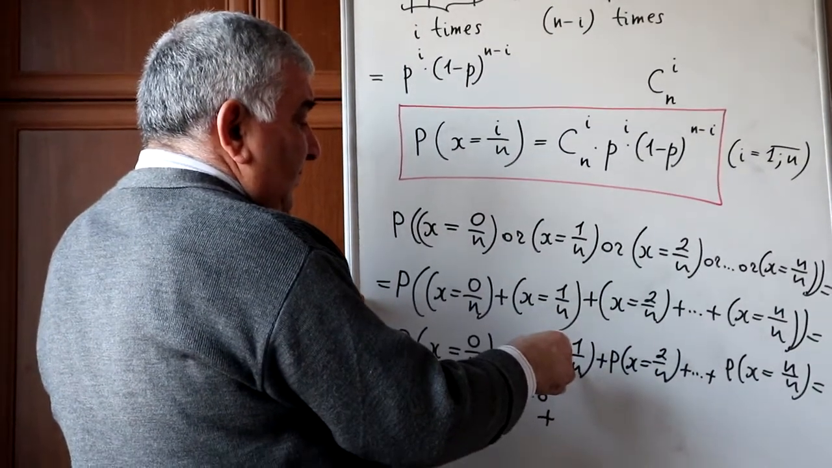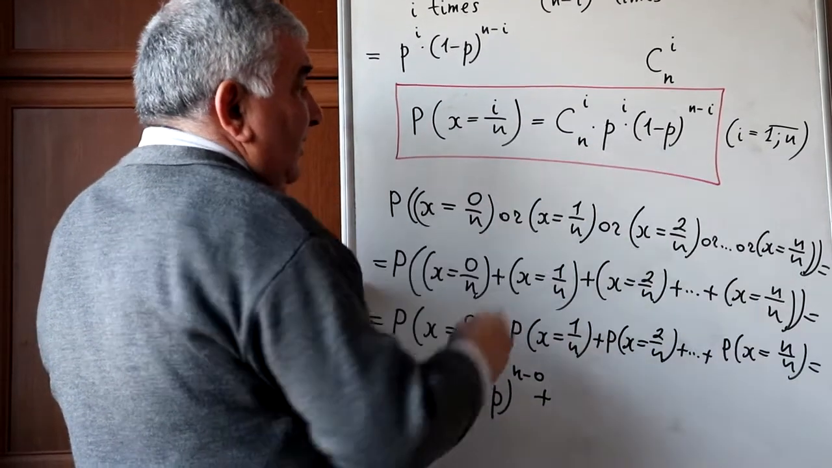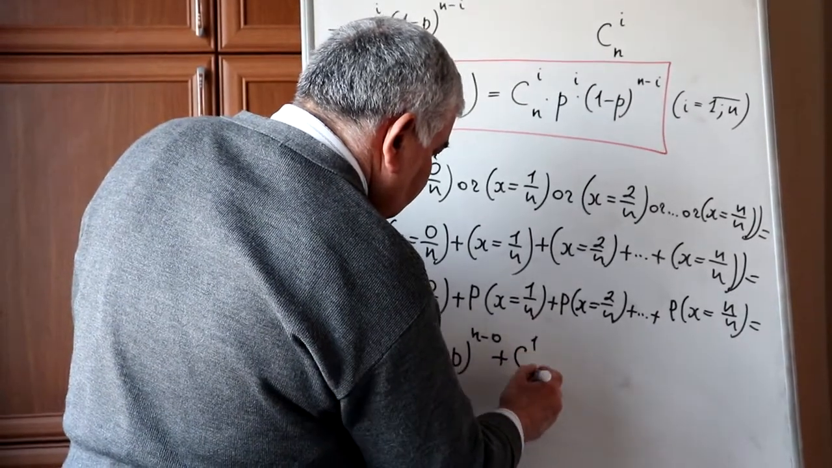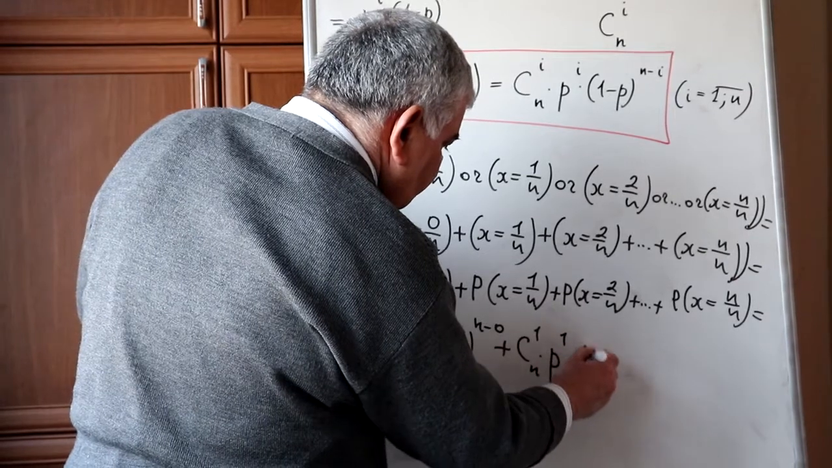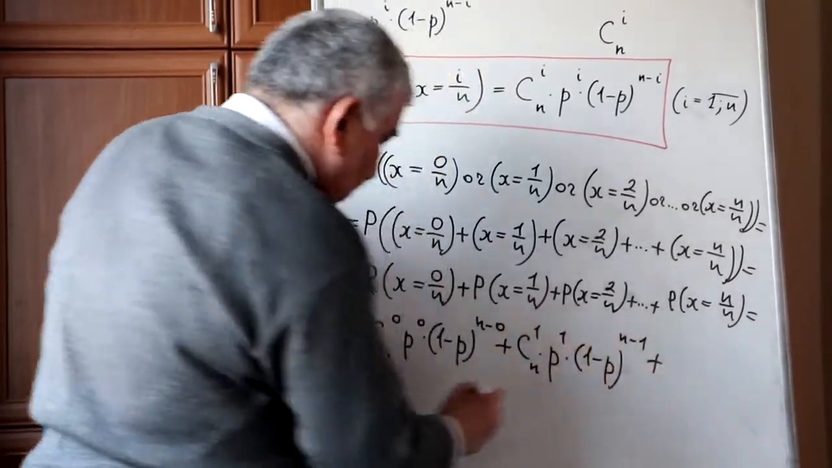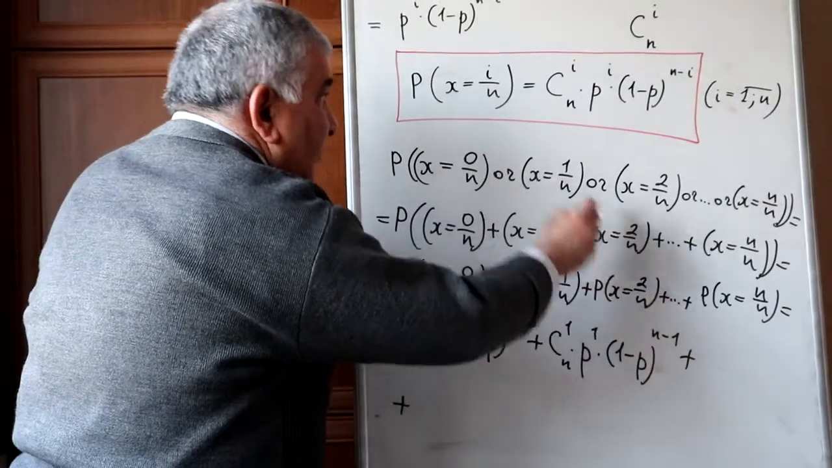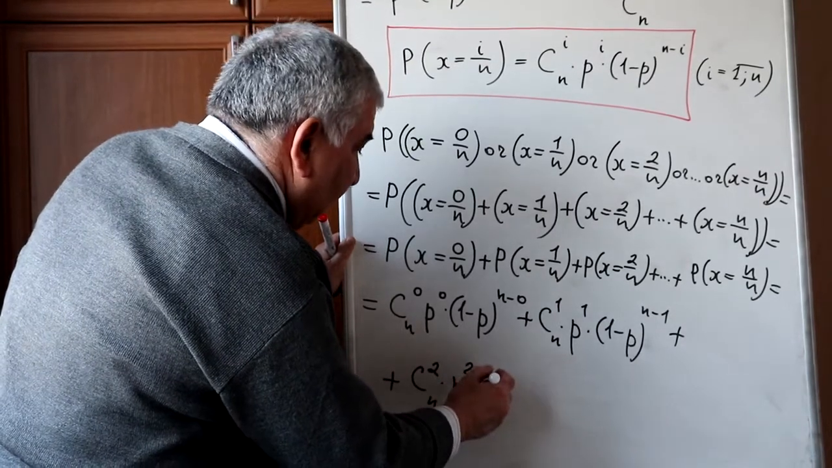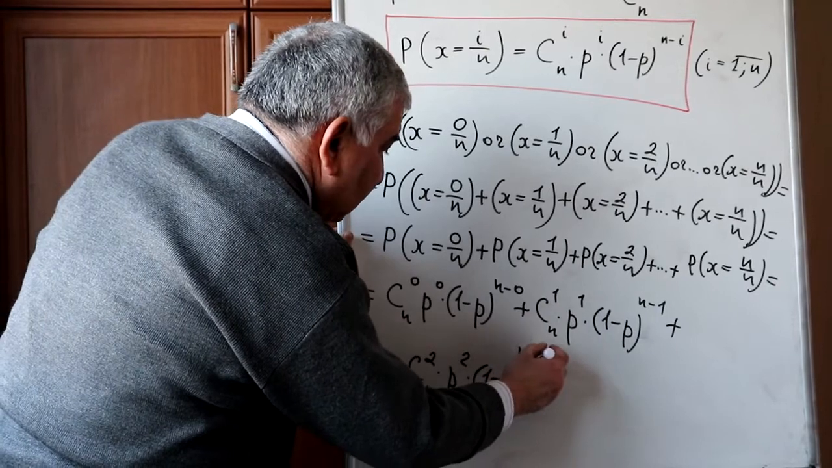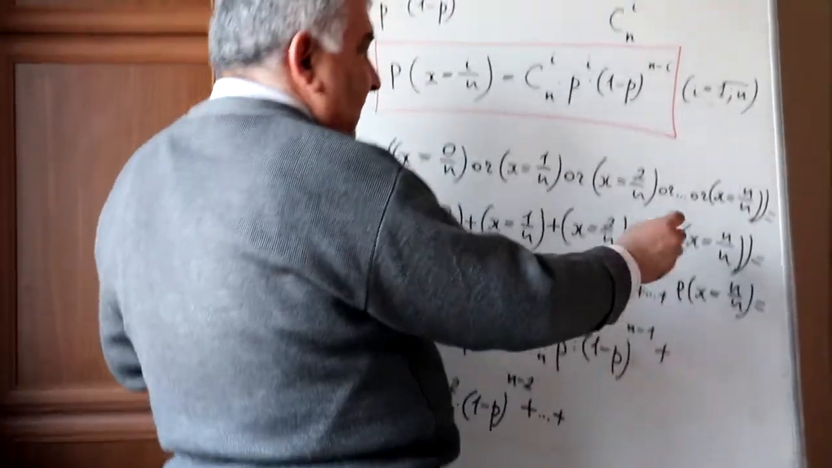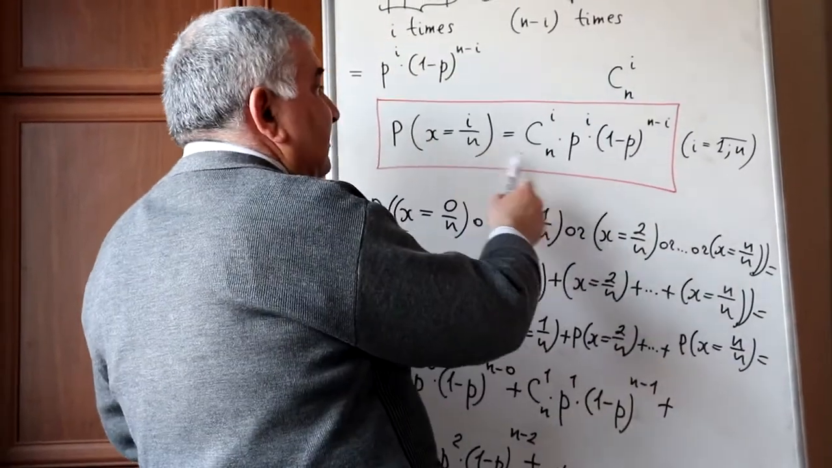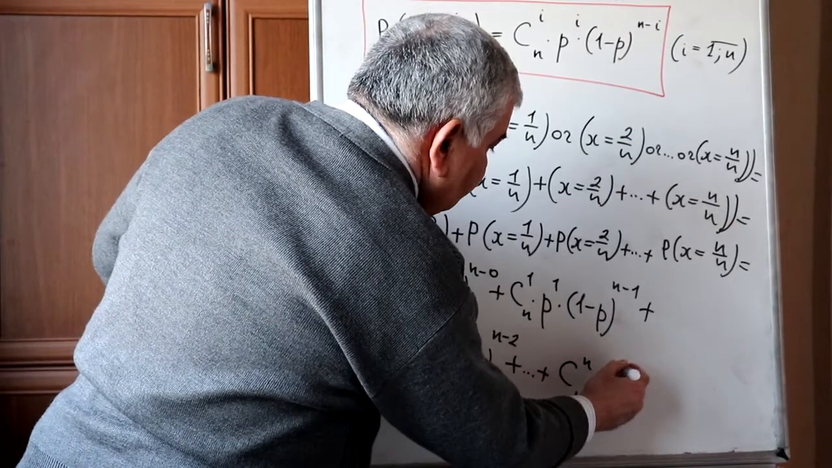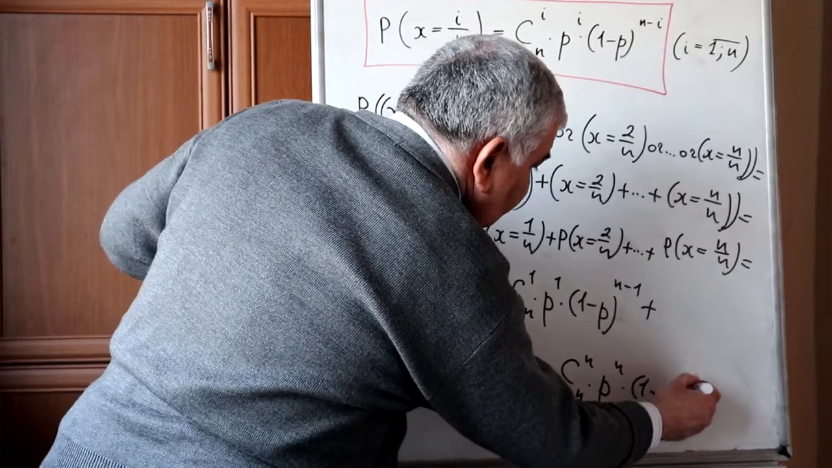then use this for x equals 1 over n. If we substitute 1 instead of i in this formula, then we will obtain the next term, C of 1 out of n multiplied by p to 1 multiplied by 1 minus p to n minus 1, plus, then continue. Now substitute 2 instead of i in this formula: C of 2 out of n multiplied by p squared multiplied by 1 minus p to n minus 2, plus etc. plus, and finally substitute n instead of i in this formula, and then we will obtain C of n out of n multiplied by p to n multiplied by 1 minus p to n minus n. Then continue.